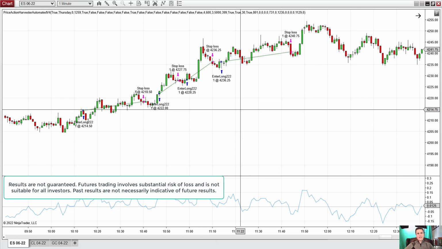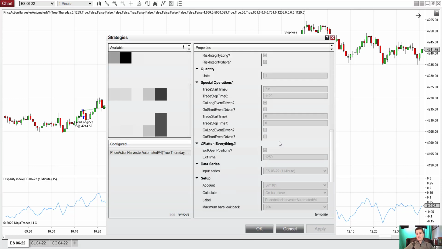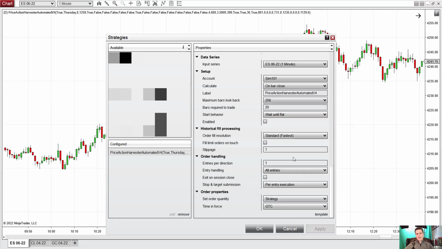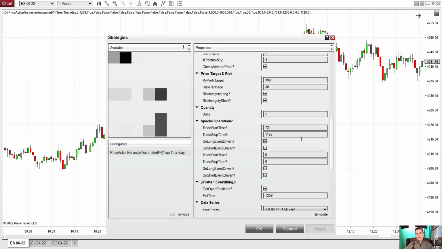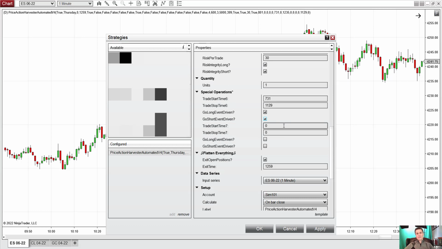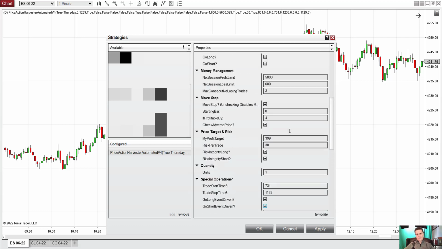So let's go ahead and change the strategy. I'm going to leave everything the same initially, but I'm going to disable the strategy that was on, and I'm going to enable this time both go long event driven, that's already checked, but I'm also going to choose go short event driven. So now we're looking for both long and short trades for today's trading. Okay, so we're looking for long and short trades. I'm going to leave everything else the same. I'll give you guys a couple of examples here.